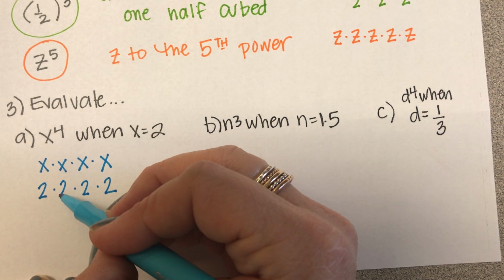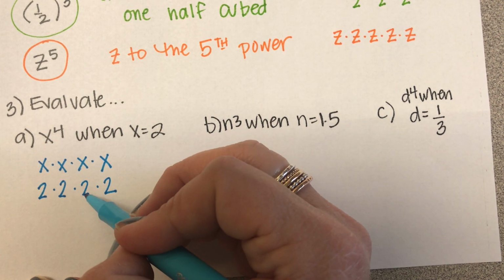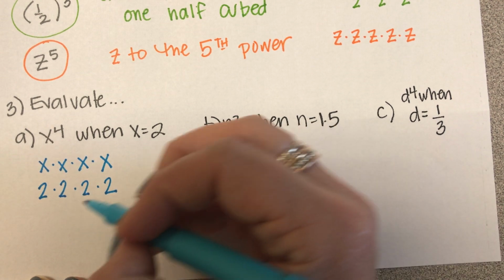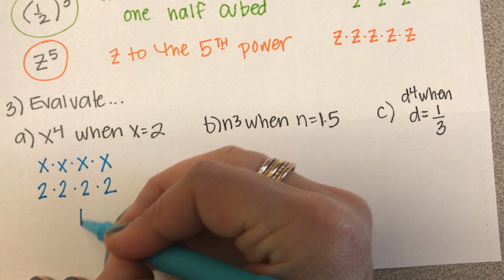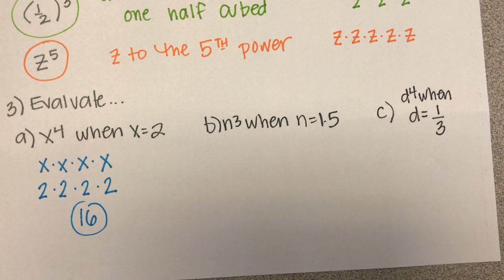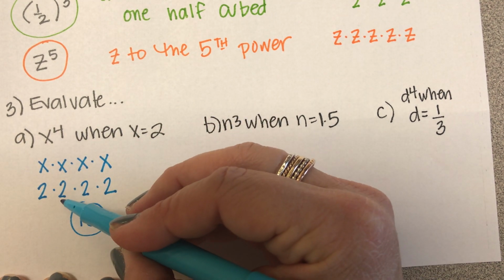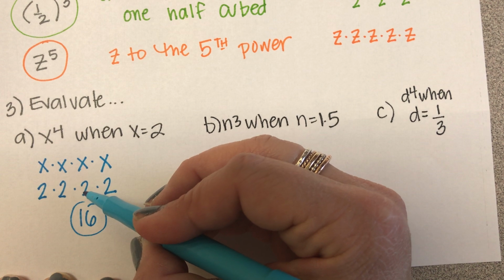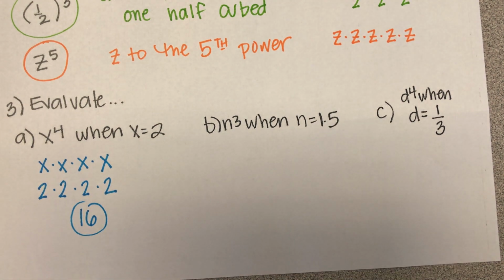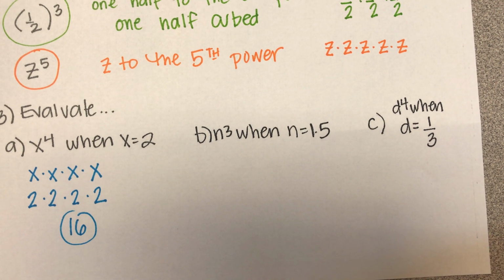So 2 times 2 is 4, 4 times 2 is 8, and 8 times 2 would be 16. Okay, so one more time to kind of see what I did right there. 2 times 2 is 4, and then 4 times 2 is 8, and then 8 times 2 is 16. Okay, let's look at letter B. It says n to the third when n is 1.5.